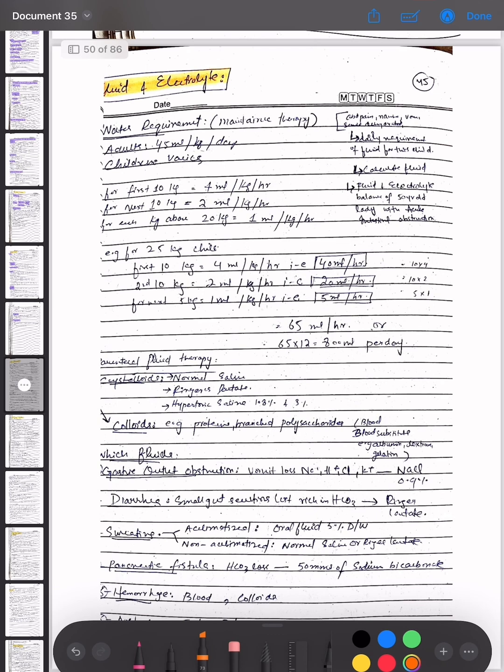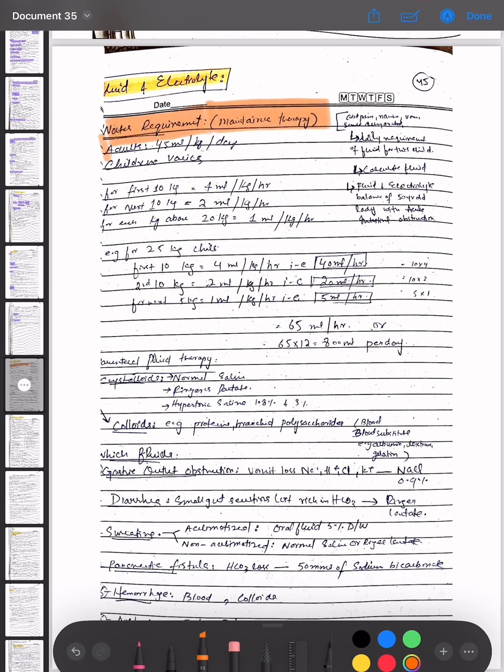In this chapter we will discuss what fluids or electrolytes are important in which cases, and for which defects or diseases which type of electrolyte or fluid is required. First we will learn the requirement for adults and children, then the specific amount, and then which types of fluids there are. The first one is the water requirement for maintenance therapy.